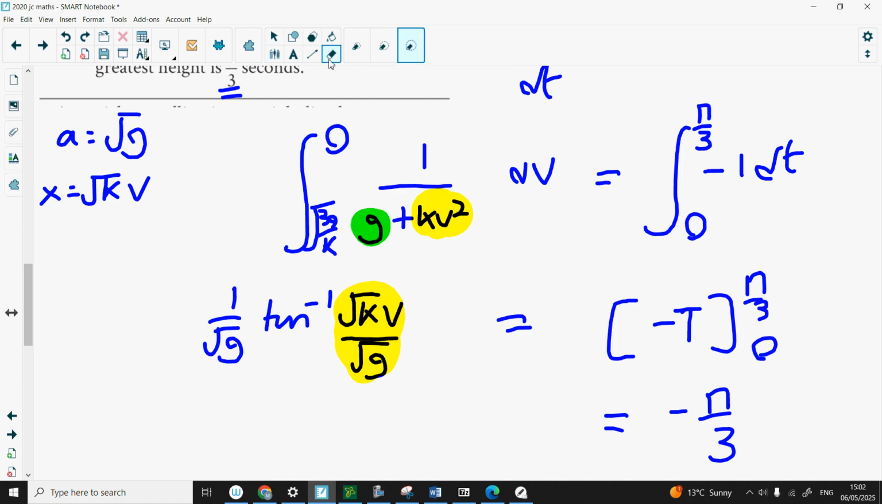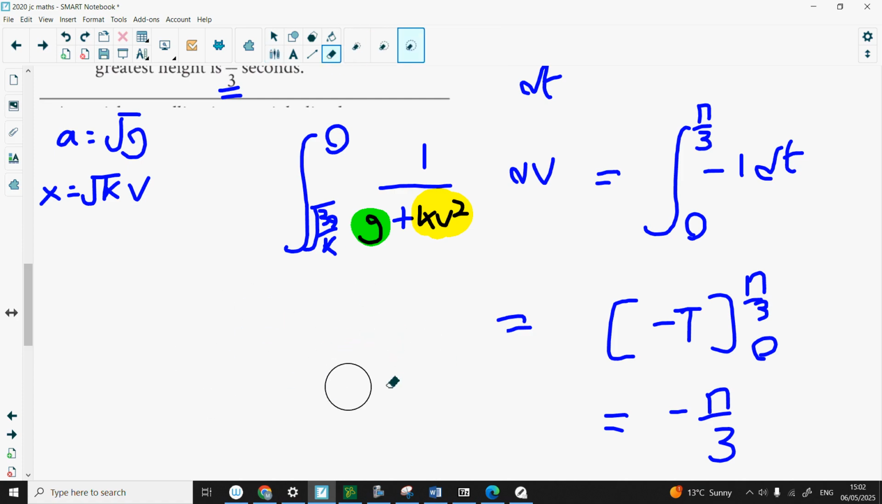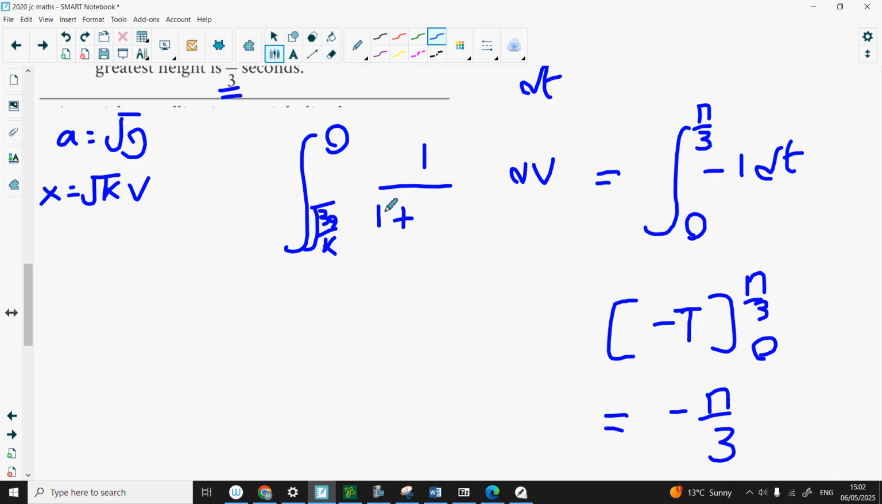So we're going to go back to the top again, and we're just going to look at this part here. I'm not going to go direct, that was just too difficult. So we're going to re-look at this 1 over kv squared g. I'm going to divide all of this by g, so put g here and g here. And what we can get is 1 over, divide them both by g, 1 plus kv squared over g.